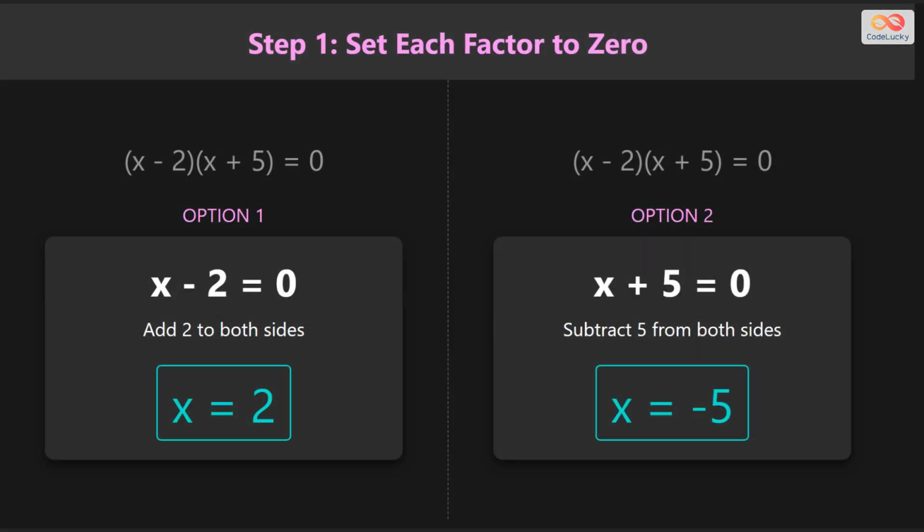To solve for x, we split the problem into two simpler parts. Option 1, the first factor, x minus 2, equals 0. Solving this gives us x equals 2. Option 2, the second factor, x plus 5, equals 0. Solving this gives us x equals negative 5. We have found two possible solutions.